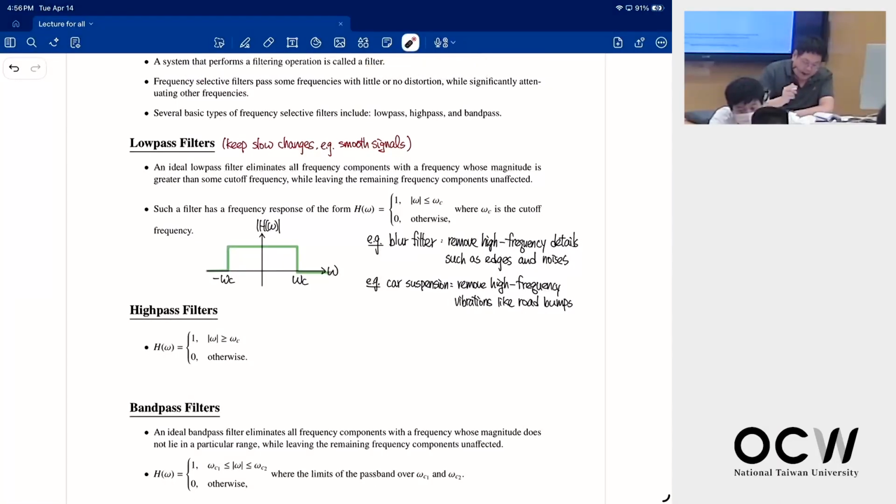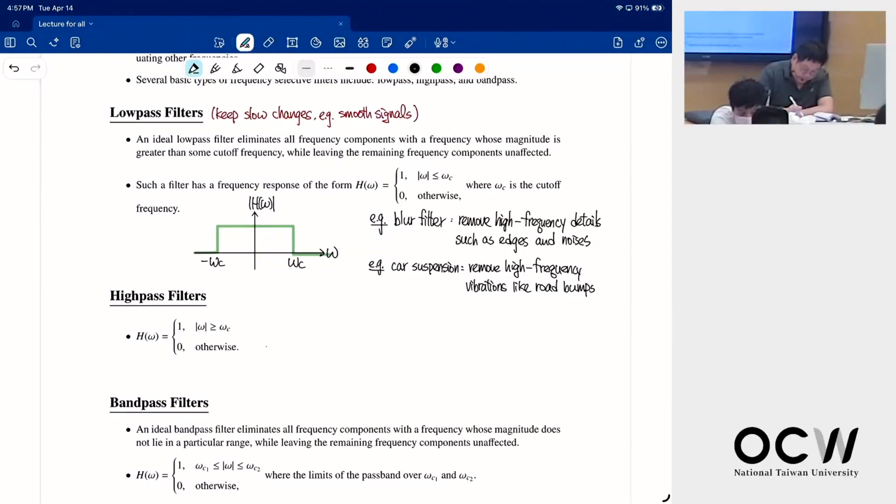And the high pass filter means I only pass the high frequencies. So it's like the opposite of this. You can see that when omega is greater than or equal to the cutoff frequency, it's 1. Otherwise, it is 0. So if you plot this, this is 1.